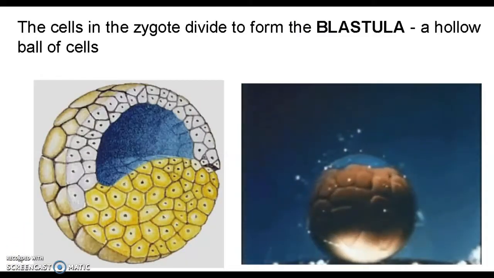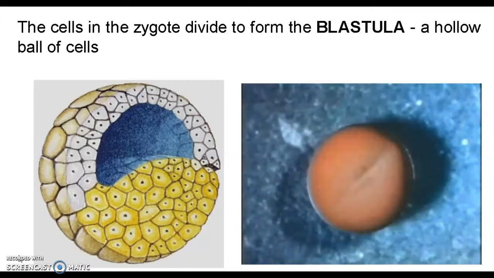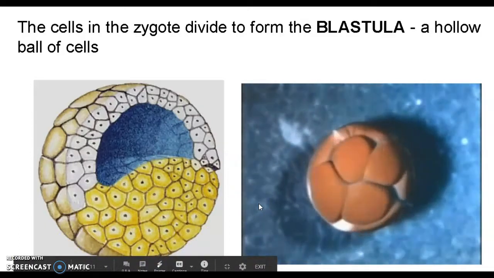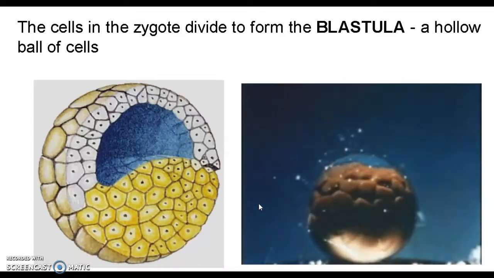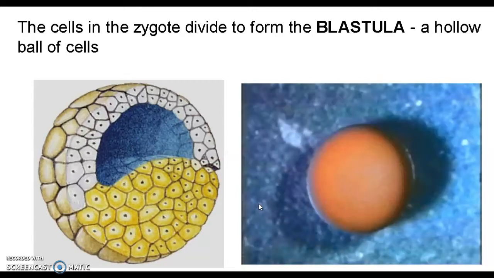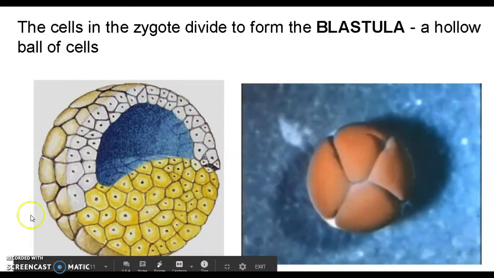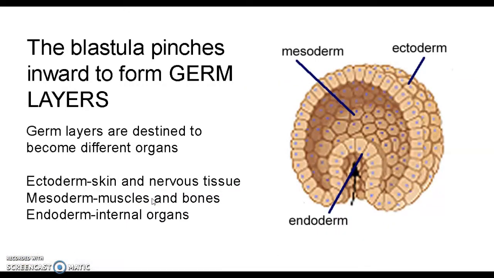So once that zygote is fertilized, those individual cells will start to divide. Like you see in this picture, one single egg cell undergoing rapid cell division. And eventually what's going to happen is you get a hollow ball of cells called a blastula. And then the next step is for the blastula to start to pinch inward to form things like the digestive system.